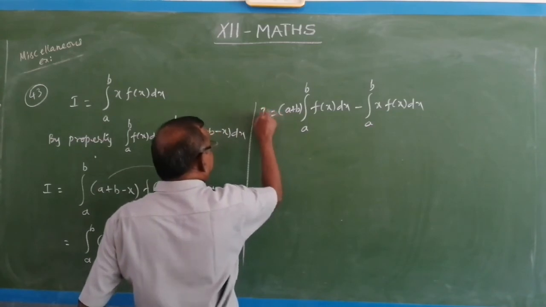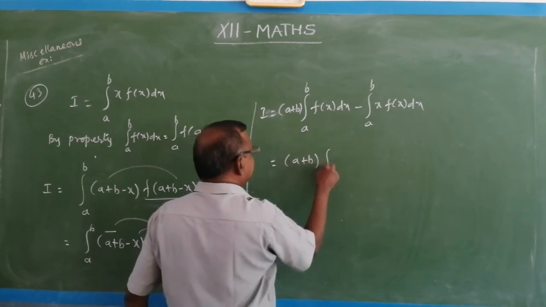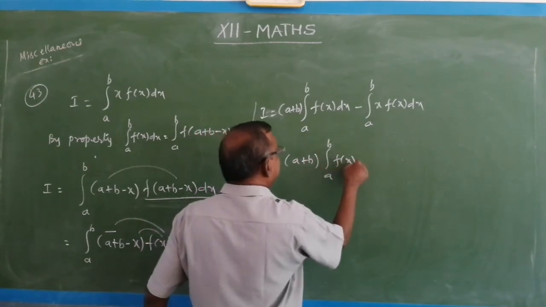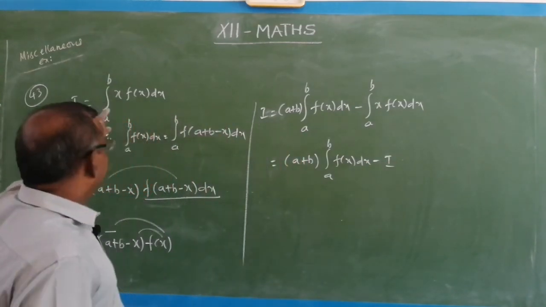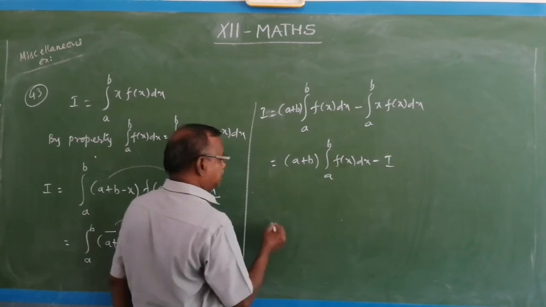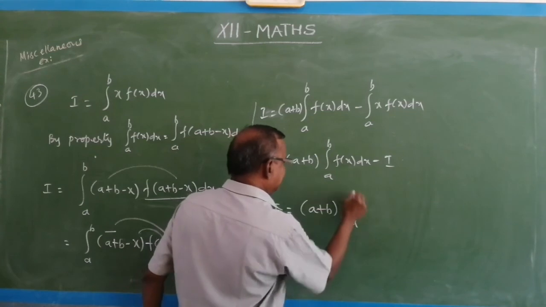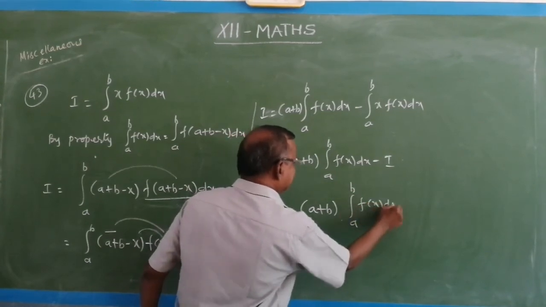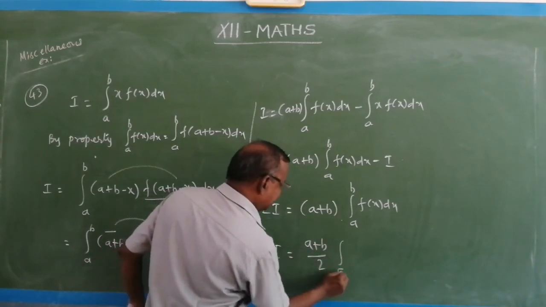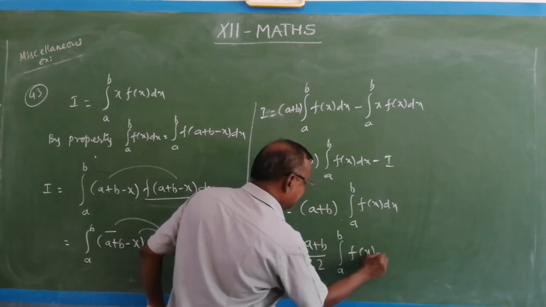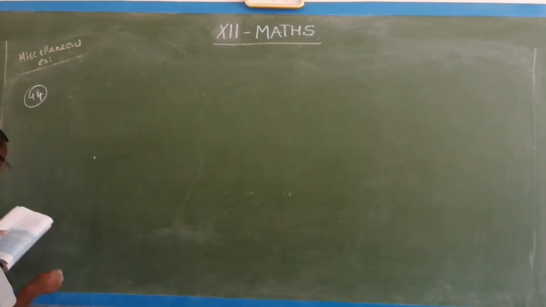So this is equal to I, which is equal to a plus b integral a to b f of x into dx minus I, because integral a to b x into f of x equals I. So bring the I to the left, we have 2I equals a plus b integral a to b f of x into dx. So I equals a plus b by 2 integral a to b f of x into dx. So this is next, question number 44.